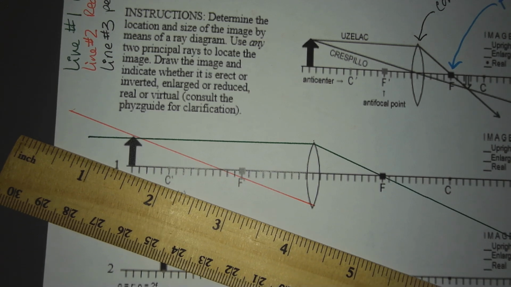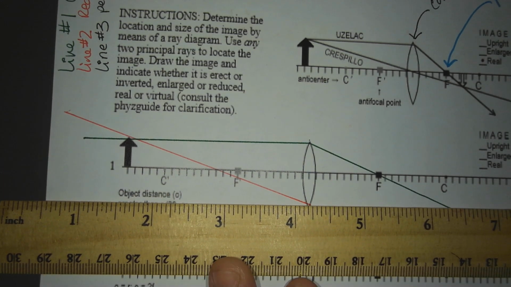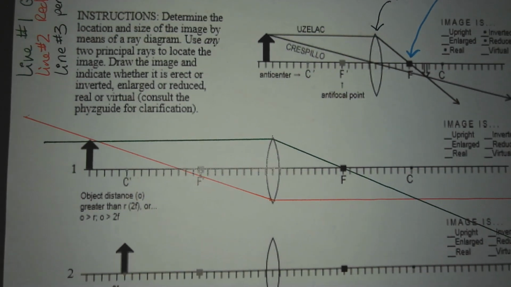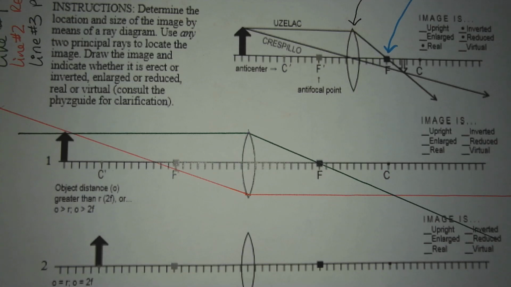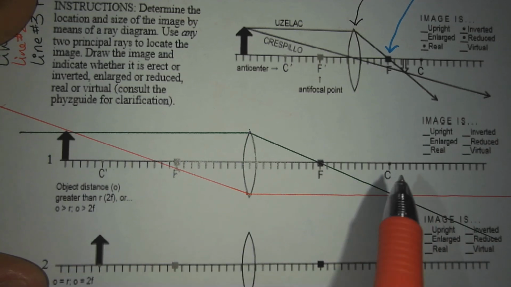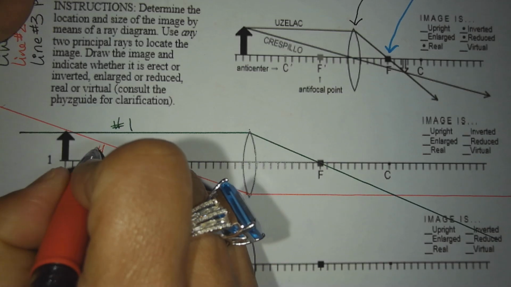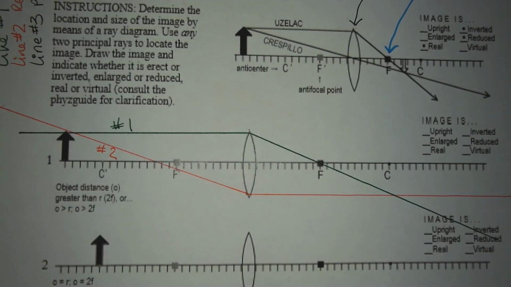Now, for line number 2, I'm going to straighten out my ruler, go from the bottom of my lens, and just keep going back as far as I can, nice and straight. There we go. Line number 2. This is line number 1. This is line number 2, which is the bottom. The top line, the bottom line.